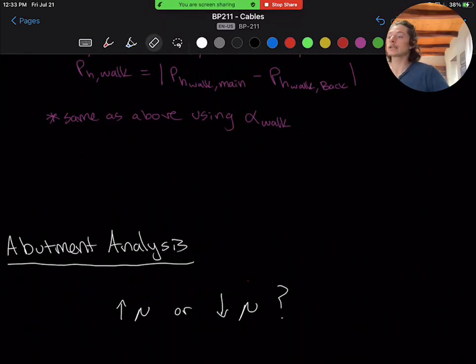Finally, we will discuss how the split cable forces affect our anchor and foundation analyses. We can lump these items together as our abutment analysis. But before we dive into that, I'm going to stop for a moment and ask, would increasing mu, the coefficient of friction, make this check more conservative, or would decreasing mu make this check more conservative?